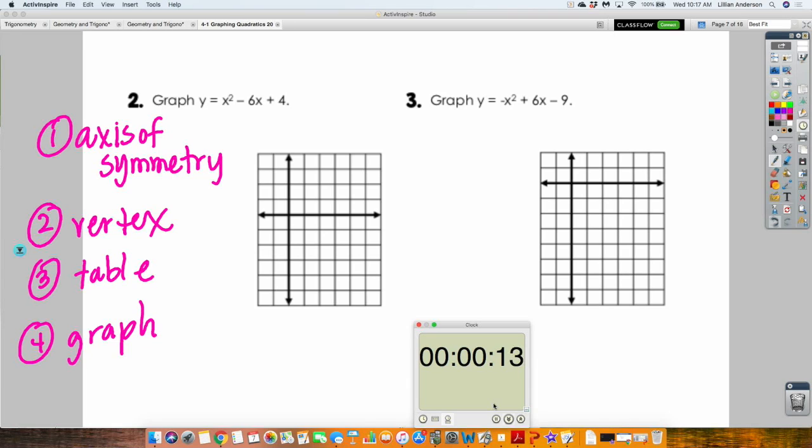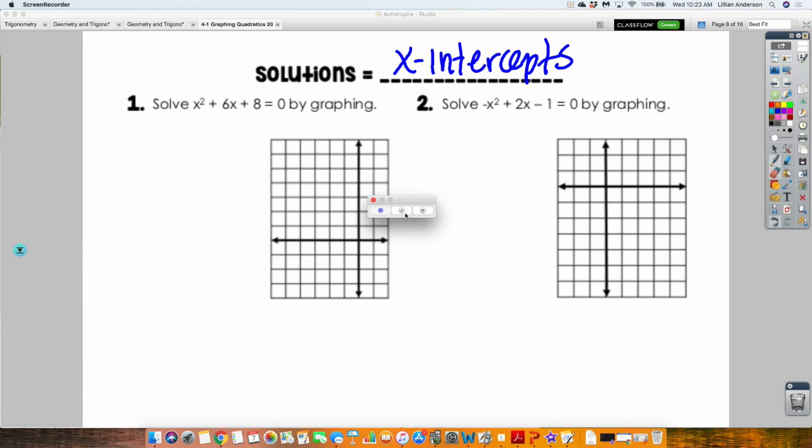Now it is time to solve quadratics through graphing. We kind of did this already with factoring back in chapter 2, unit 2. Factoring was one way to solve a quadratic. You can also solve them by graphing. The solutions are the x-intercepts of the graph, where the parabola intersects the x-axis. When you factor, you're basically finding where the graph is crossing the x-axis.